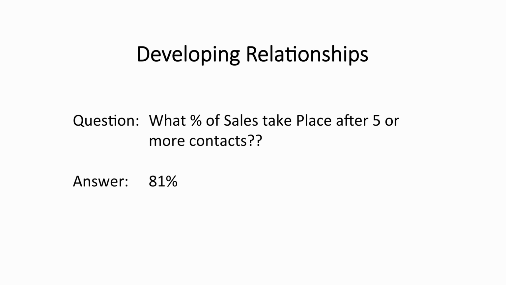What percentage of sales take place after 5 or more contacts? 81%. So in the broadest sense, it's going to take me 5 emails or 5 phone calls to get 81% of my sales. So just getting an opt-in, someone to fill in a form on your website, and then sending them 1 email and expecting a sale is not going to work. It needs to be at least 5 to get to that 81% mark.